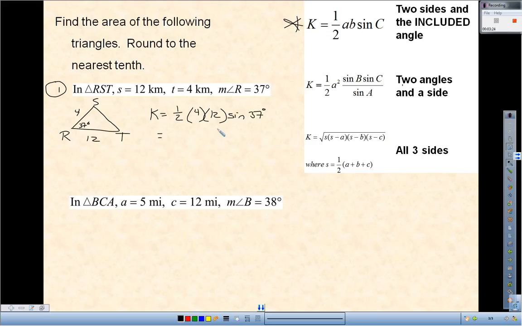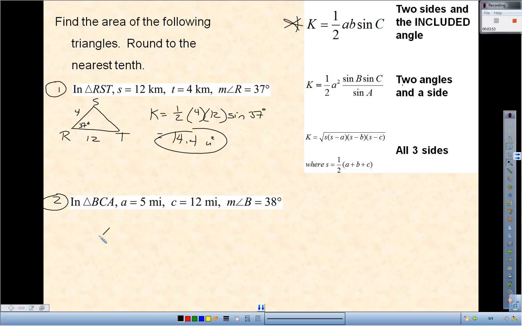Not bad, right? So all we're going to do is literally type this into our calculator. So 1/2 times 4 times 12 times sine of 37, and that'll give me 14.4, and I'm just going to say units squared, because I don't know if that's centimeters or inches or whatever, but that would be the area of that triangle. Okay? Not bad. All right, let's try the next one.